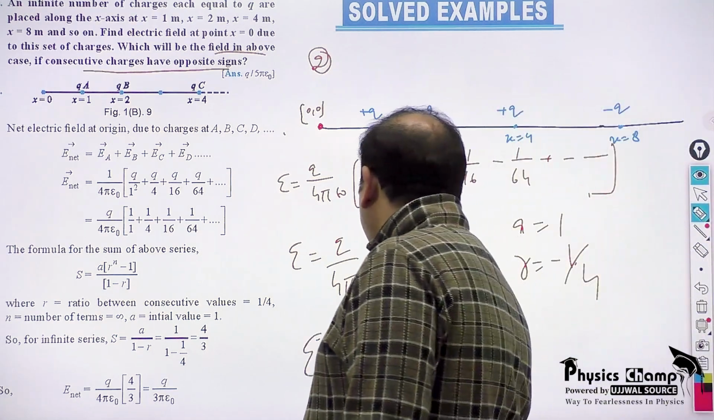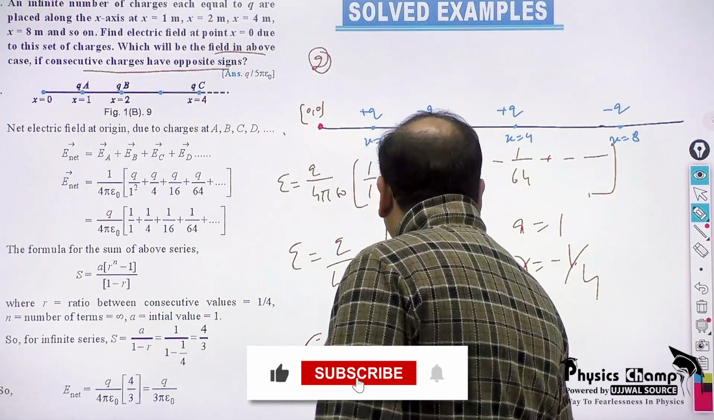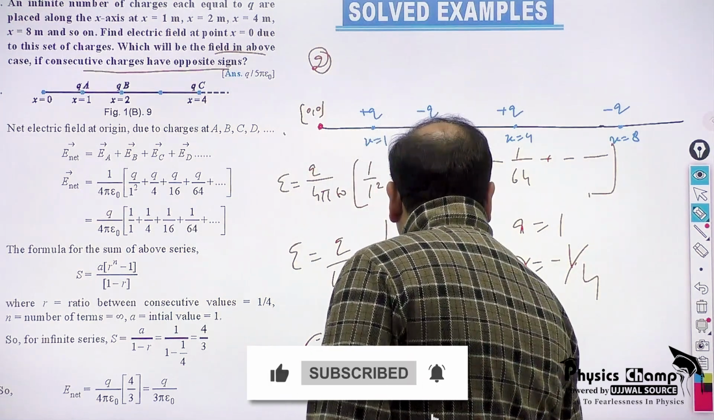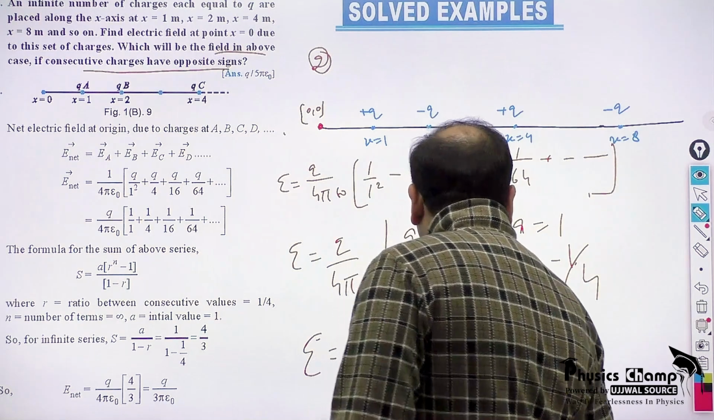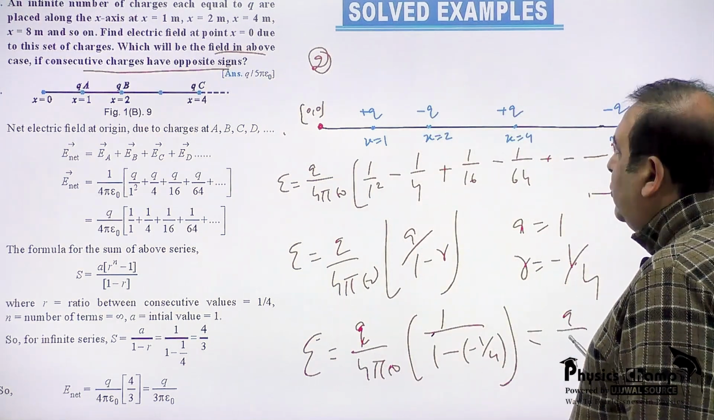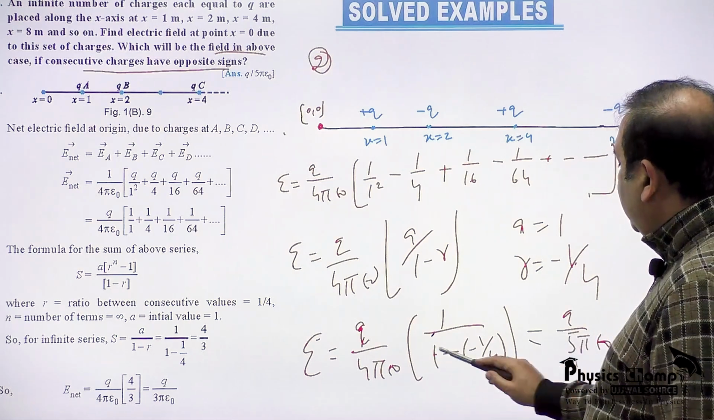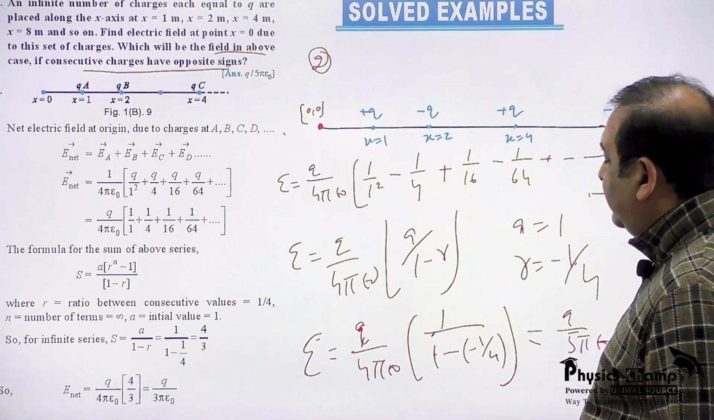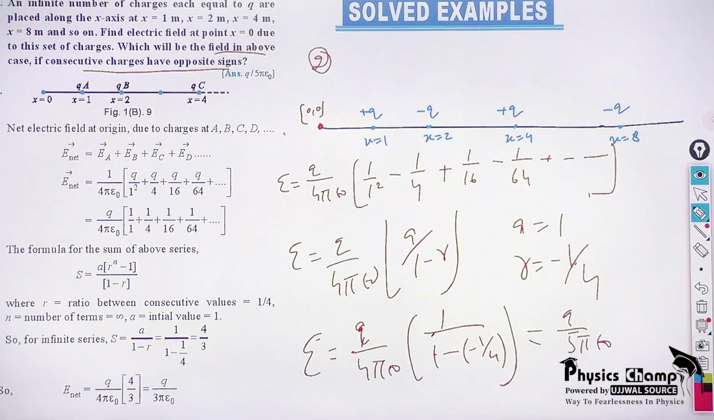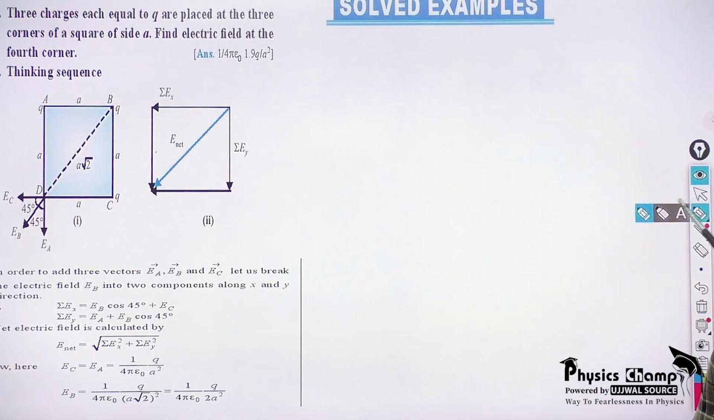So the net electric field will be Q by 4 pi epsilon naught. A is 1 and the ratio is minus 1 by 4, so it is 1 minus of minus 1 by 4. So we will get final as Q by 5 epsilon naught. This is 4 plus 1. So Q by 5 epsilon naught is the net electric field in this case. So this is question number 2 for you, and I hope you have understood it very well.